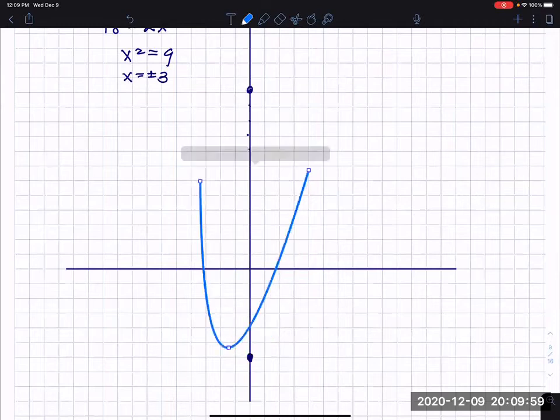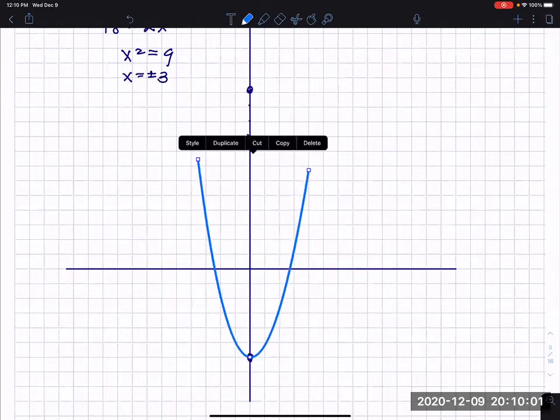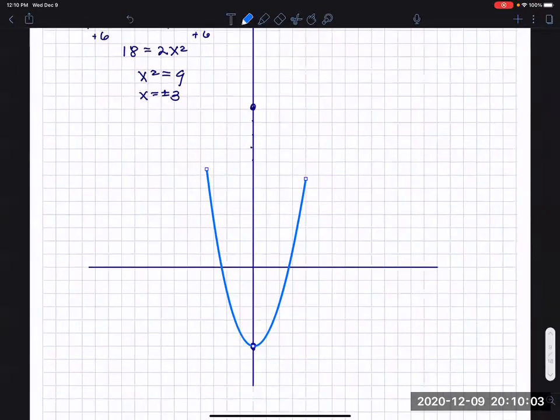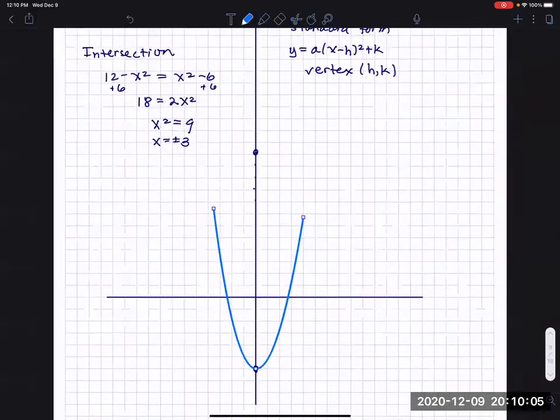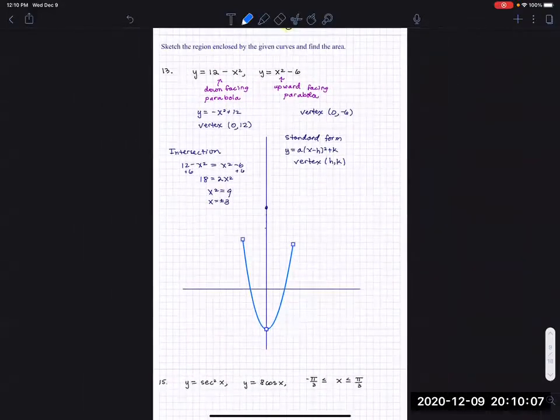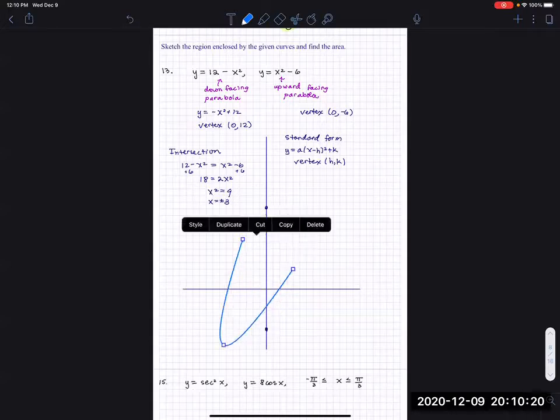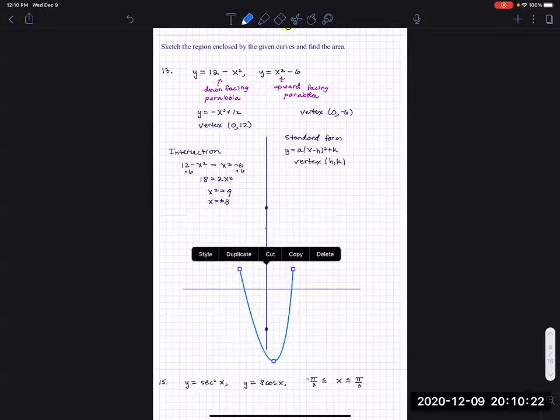Okay, when x is 3, let's even find the y coordinate. But you don't have to be so careful. For y equals x squared minus 6, when x is 3, I get 3 squared minus 6, which is 3. So my point of intersection is going to be (3, 3).